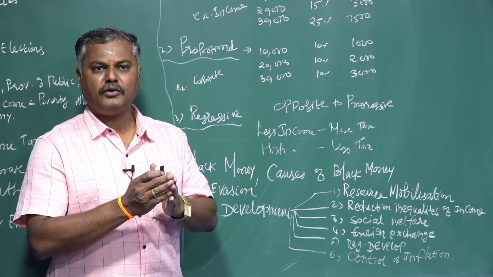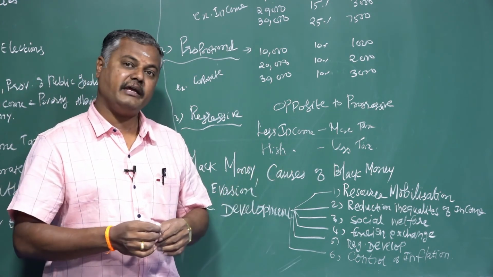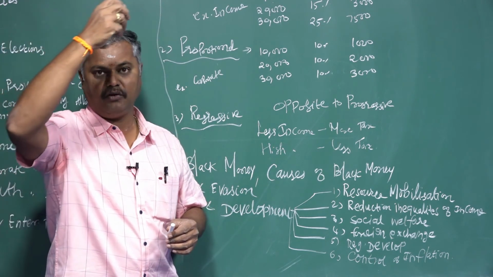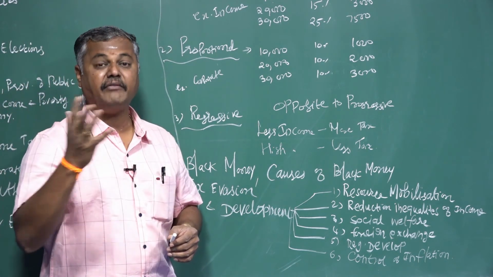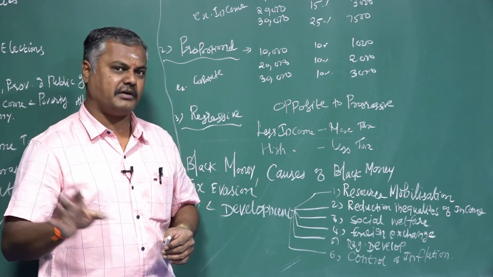That is, I will not show clear accounts of myself, right? If I get income from some bank or if I earn interest from some other people, but I will not produce the accounts to the government or the income tax department, that is called tax evasion.